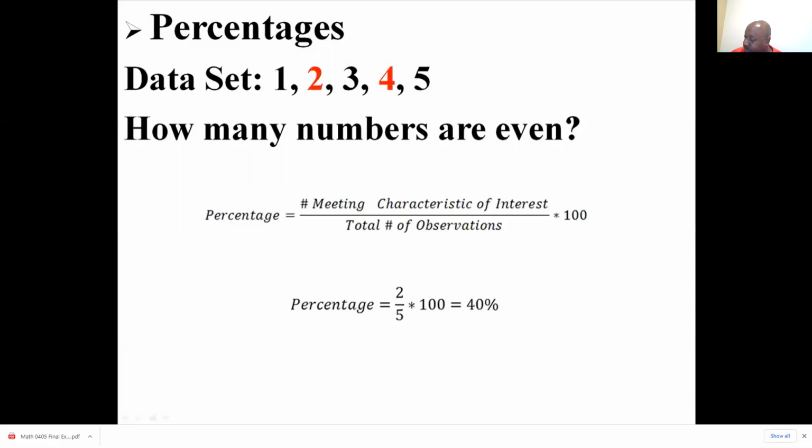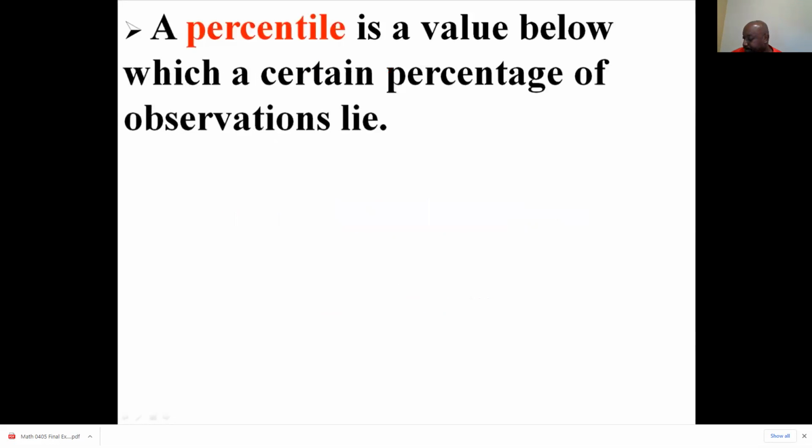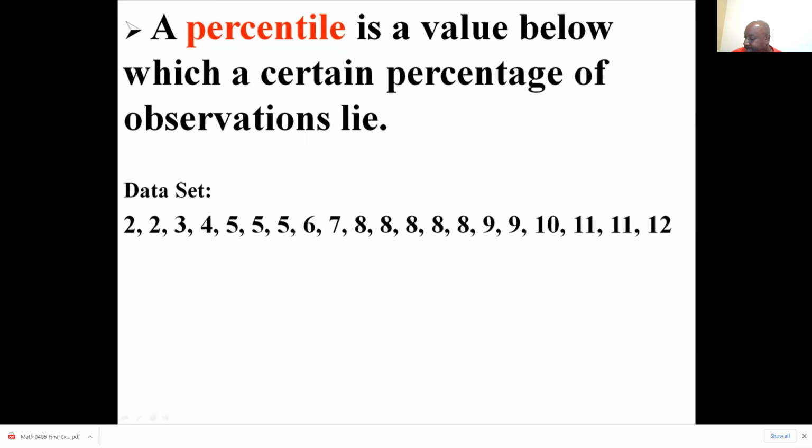The characteristic of interest is even. There are 2 even numbers divided by 5 total observations. So 2 divided by 5 times 100 is 40. We could say that 40% of the numbers in this data set are even, and that would be a percentage. Now, a percentile is a value below which a certain percentage of the observations lie. So let me show you what that means. Here's a longer data set. It goes from 2 to 3 all the way up to 11, 12.